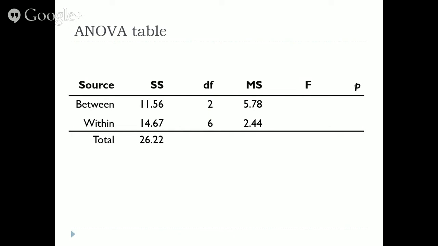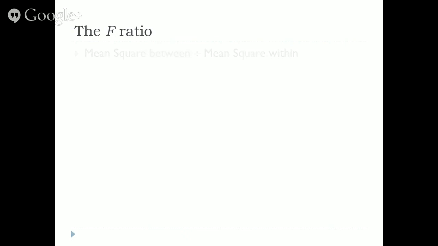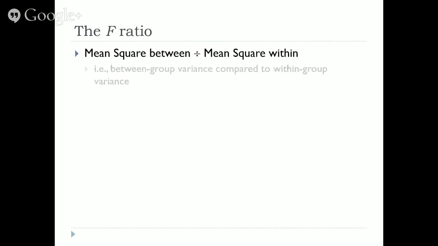So in this case, we see that between is bigger than within. So the estimate of the variance between groups is bigger than the estimate of the variance within groups. We have these 2 different kinds of variability estimates. The F ratio is dividing the mean square between by the mean square within, which shows you how much bigger the mean square between is than the mean square within. You want it to be a lot bigger, of course.